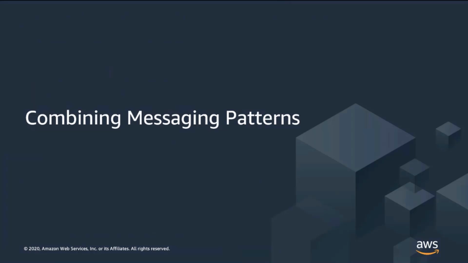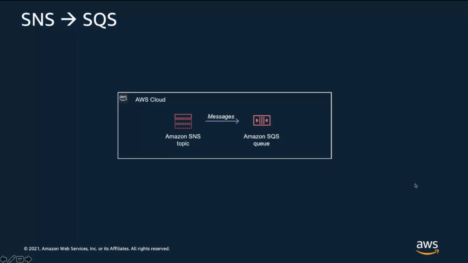So you can combine these services to solve specific challenges in distributed architectures, but why would you want to do this? Because when you combine messaging patterns, you can use specific features of each service to build sophisticated patterns with little code. These combinations can make your applications more resilient and scalable and reduce the amount of custom logic and architecture in your workload. So the first pattern we're going to talk about is SNS to SQS.